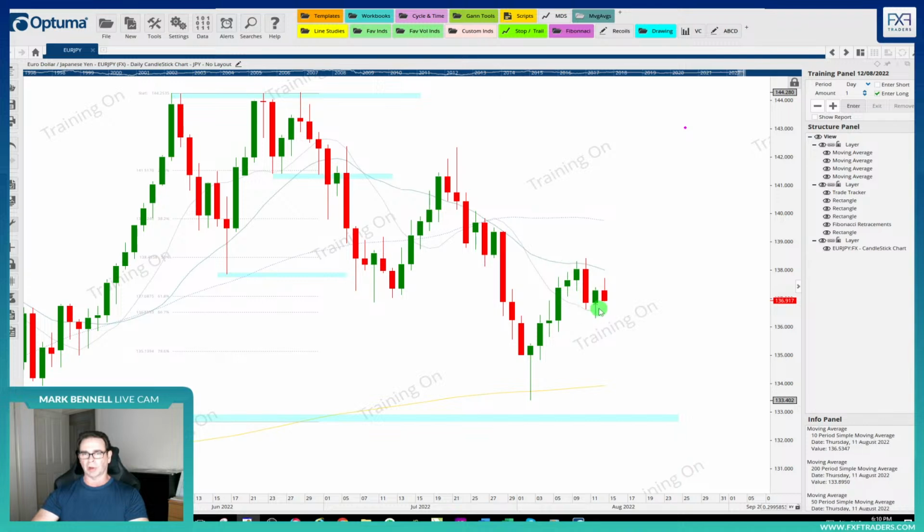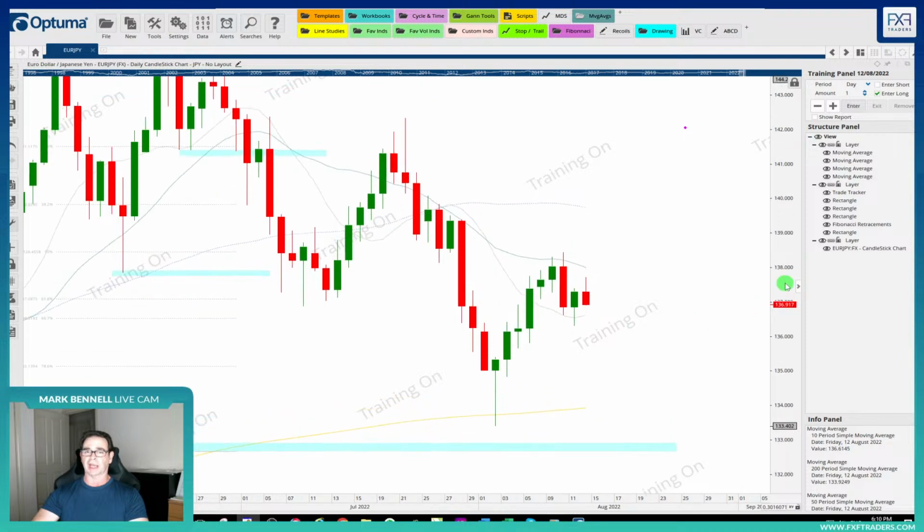So with this in mind, we've had a push up. So we've opened here, push up, bears have won, and we've closed right at the low. So that's a bearish candle.